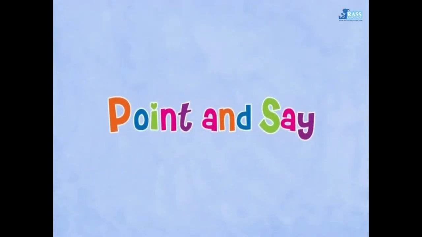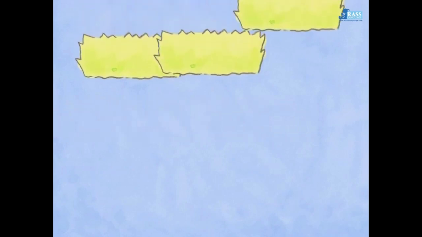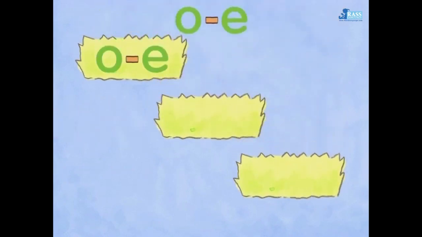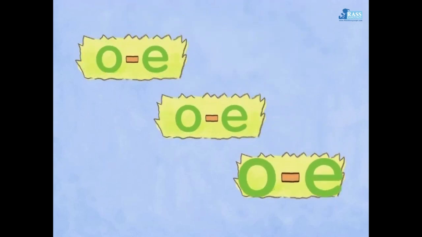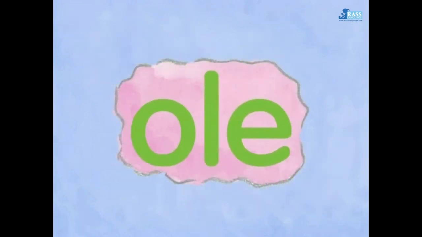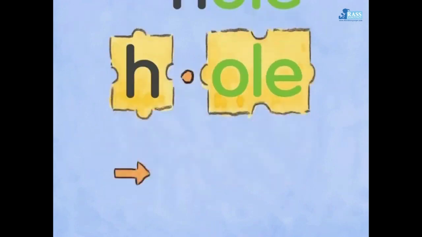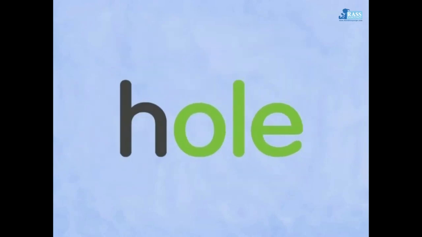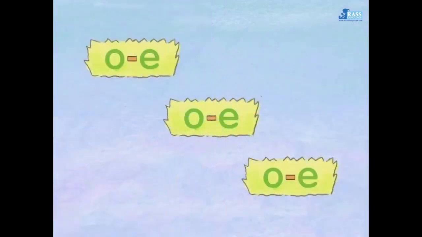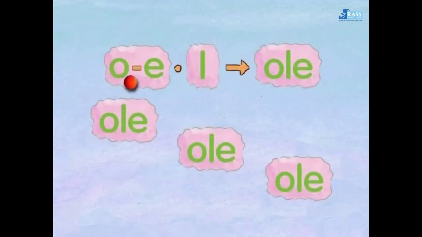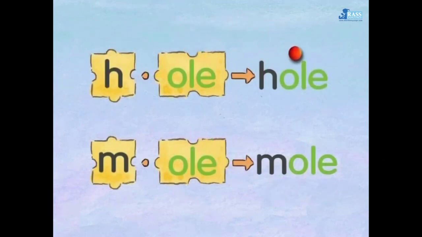The word family of all. Point and say. O, O, O. All, all. All, hall. M, all, mall. Let's chant together. O, O, O. All, all, all, mall.